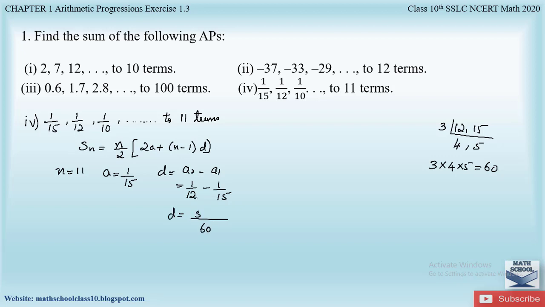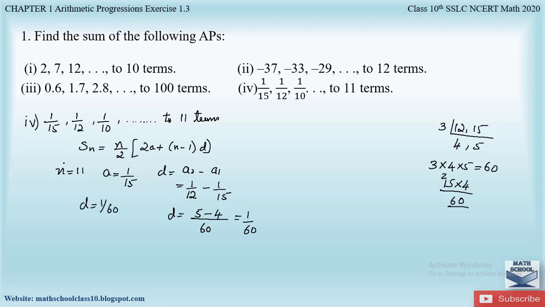So 12 5s are 60, so 5 will come here, minus 15. How many times does 15 go into 60? We will get 15 into 4, we will check. 15 4s are 60. So 4 comes here. So what is 5 minus 4? It is 1 divided by 60. So d value is equal to 1 by 60.